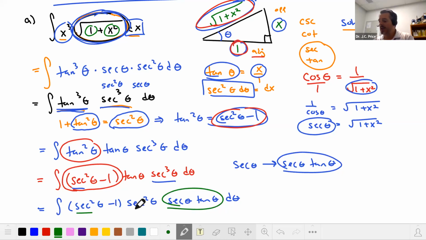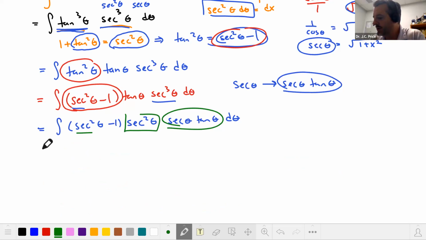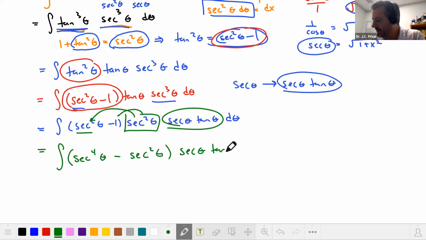To clean this up, I'm just going to multiply through by secant squared theta. So I have all secant theta stuff, and then its derivative on to the right of it. So this is going to be equal to the integral of what? So just multiply here by secant squared theta. So I get secant to the 4th theta minus a secant squared theta. And this is all times then secant theta tan theta. And so now if you want, I can make a U substitution, or I can do this by guessing and checking. So it's kind of up to you what you want to do.